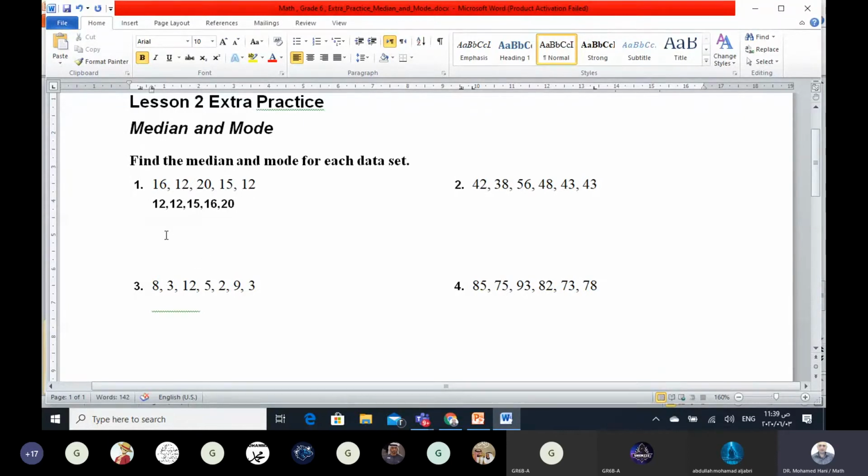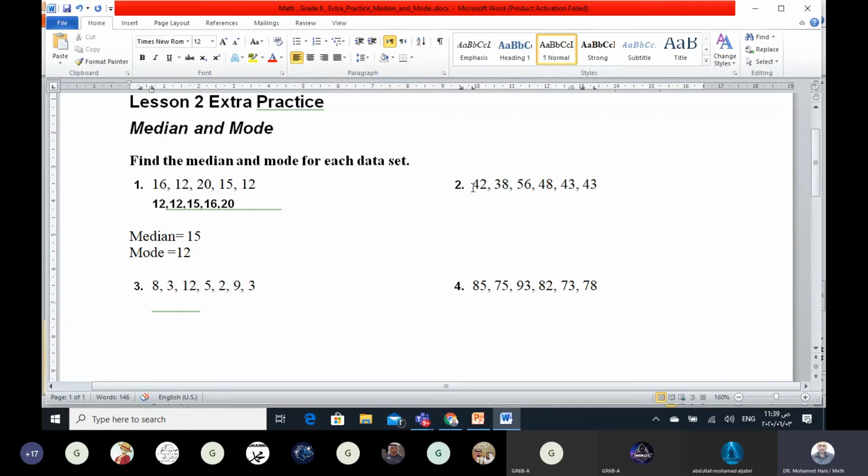So how many numbers do we have now? 1, 2, 3, 4, 5. 5 numbers means we have an odd number. So for the median, take the number in the middle. So it will be 15. And the mode is the most frequent number. We have 12 2 times, so it will be 12. Great for all, thank you.